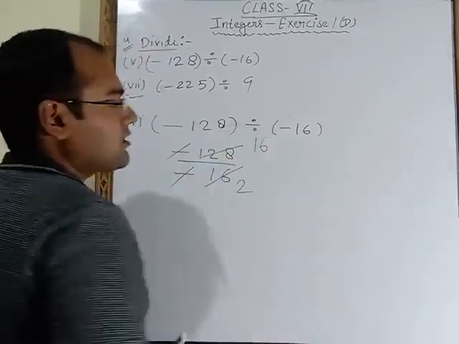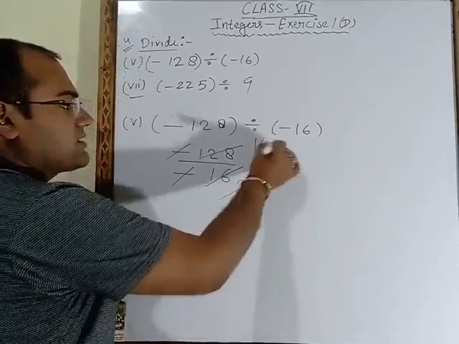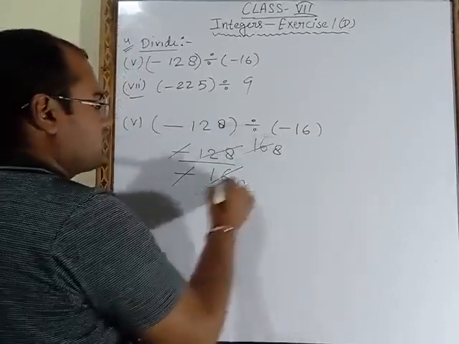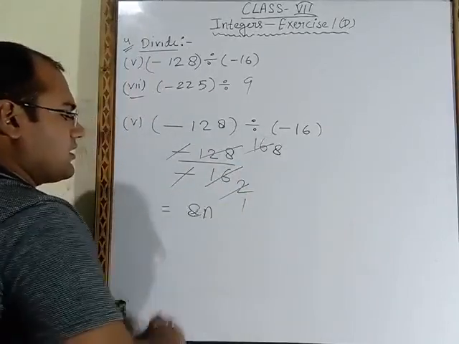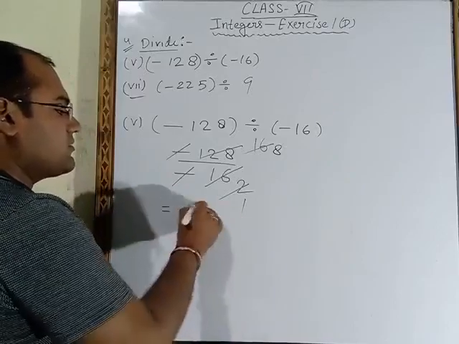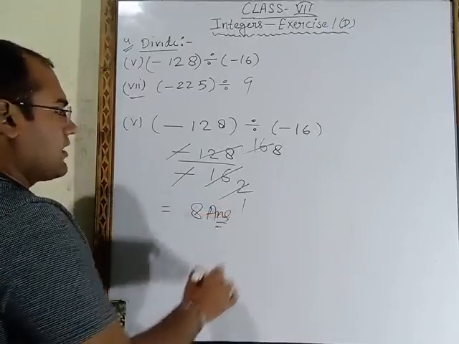8 6s are 48. Now we will cancel these two also. 2 1s are 2. 2 8s are 16. So the final answer is 8. So what is your final answer? 8 is the final answer.